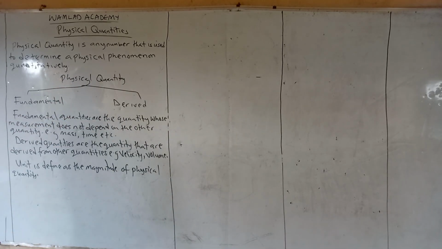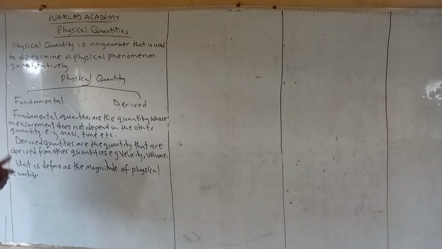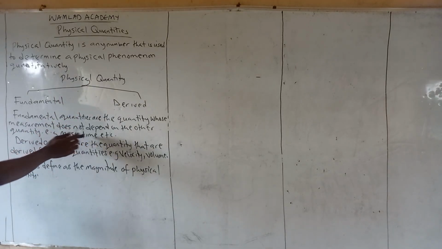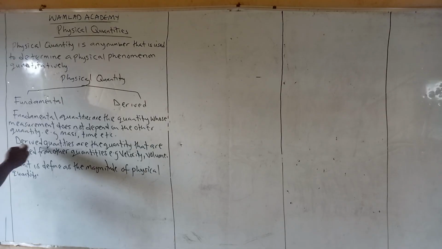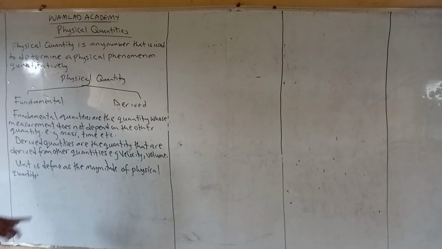What do we mean by fundamental quantity? Fundamental quantities are the quantities whose measurement does not depend on other quantities. They are independent. Examples are mass, time, etc. And derived quantities are the quantities that are derived from other quantities, e.g. velocity, volume. So what this means is that derived quantities are derived from the fundamental quantities.